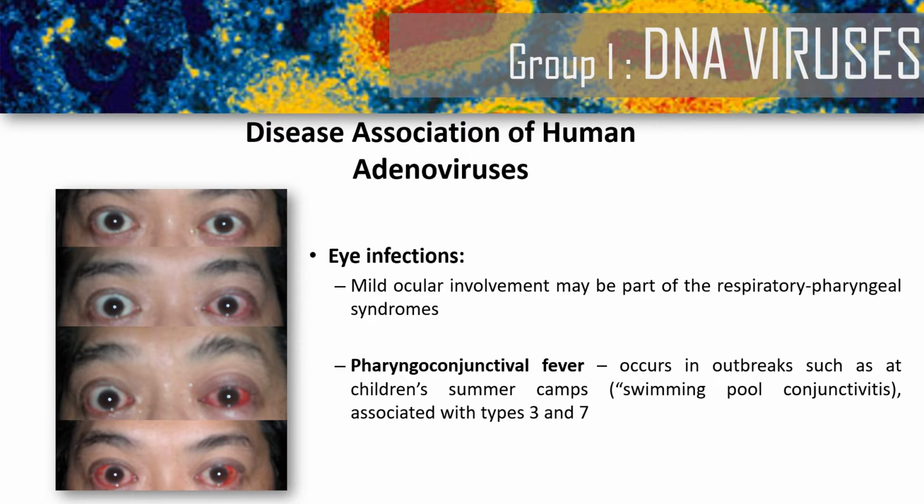Okay, for your pharyngoconjunctival fever, they occur in outbreaks such as at children's summer camps, swimming pool conjunctivitis, which is associated with your type 3 and type 7. So please take note with this one, class. Pag outbreaks of your swimming pool conjunctivitis, ano yung type ng adenovirus natin? Class, tama, type 3 at saka type 7.